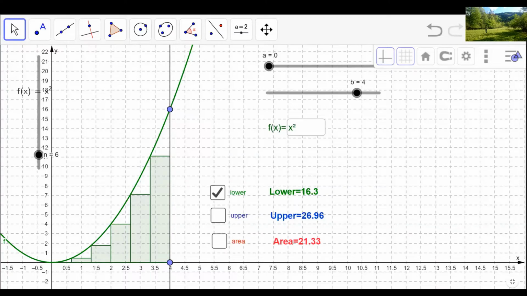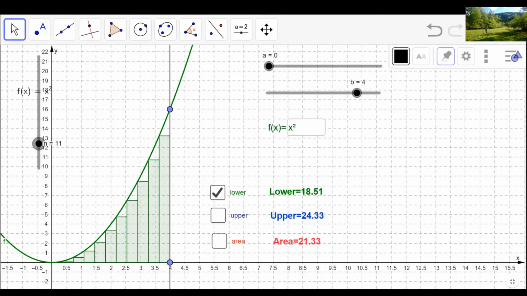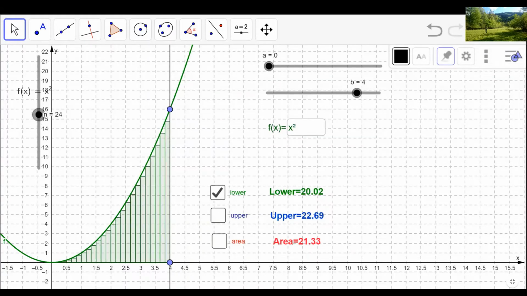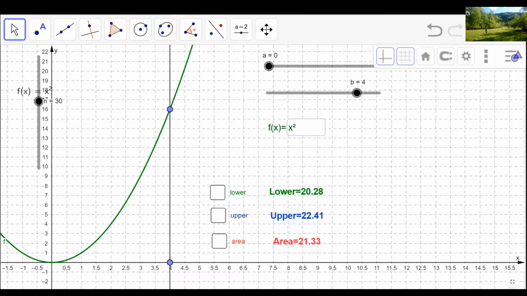So how can I get a better approximation? Remember, if you have more rectangles, look at this. Now we have 11 rectangles. The area becomes 18, very close to 21. It's not giving the exact area, but very close to the exact area. Look at this. If we have more rectangles, now we have 30 rectangles. The area is 20.28, really close to the original area. If you look at the upper rectangles, 22.41, it's okay.